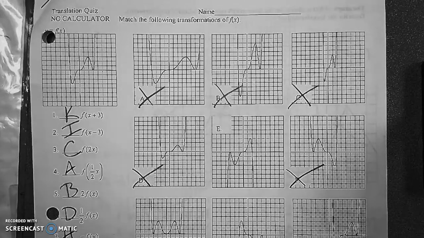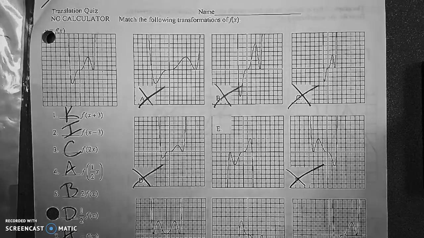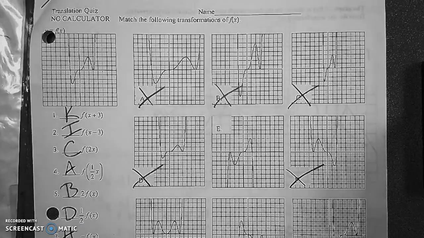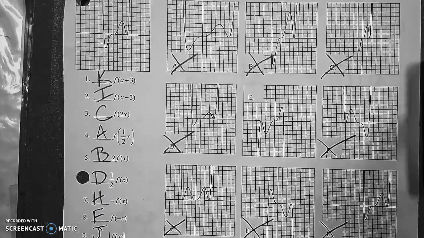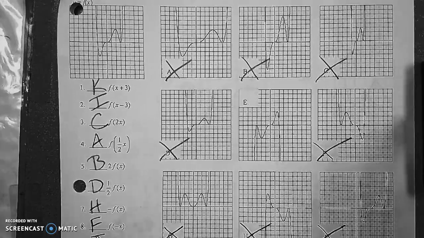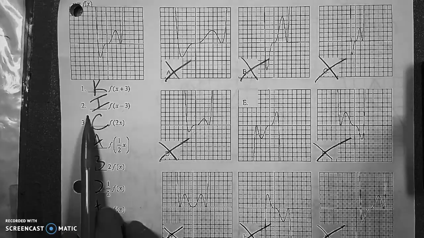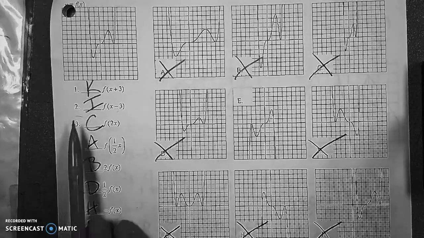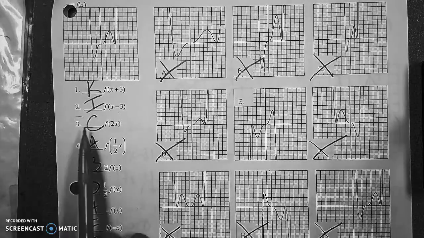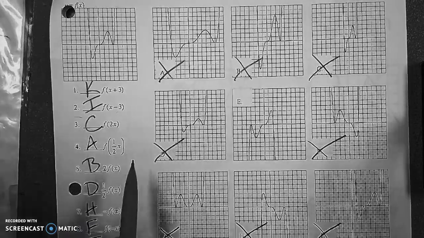Hi guys, this is just a quick video to go over our transformation quiz so that you know what all the solutions are in preparation for your quiz. As I go through the matching section, most of you did fine on the first couple. This is left 3, right 3. Some of you got your horizontal and vertical stuff messed up, so let's talk about number 3 for just a second.